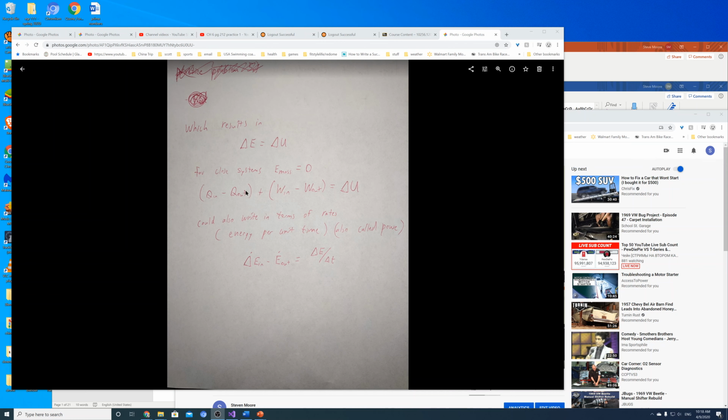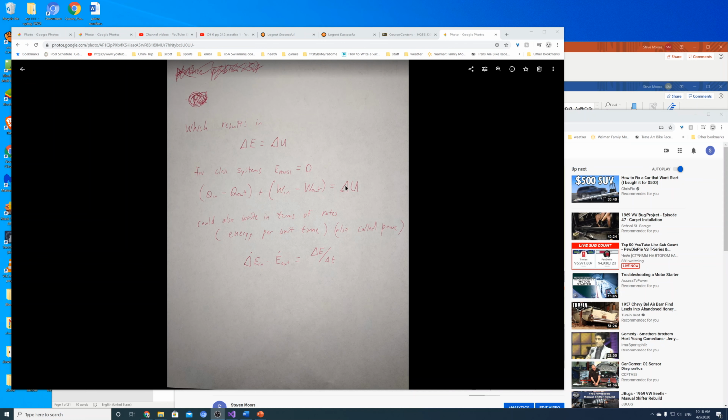Okay. So what I said, delta E equals delta U, for closed systems. As I said, the energy contained within the mass is zero, so there's no mass essentially coming in or leaving the system. With that in mind, we can rewrite the equation like this. We could say the change in internal energy is just whatever heat in minus heat out, work in minus work out. So this is our change in internal energy.